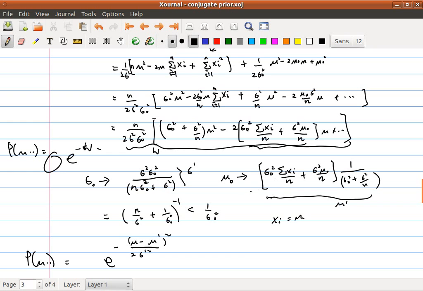Maybe we can also do a sanity check for this mu here. For example, if all the observations xi are mu naught, then this sum of mu naught over n here will still equal mu naught. Then this is just equal to sigma naught square plus sigma square over n times mu naught. So this sigma naught square plus sigma square over n will get cancelled, and we'll just get mu naught. So of course, if all the observations are equal to mu naught, apparently the mean of the hyperparameter will not change.